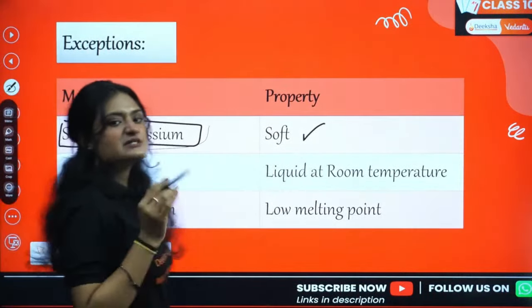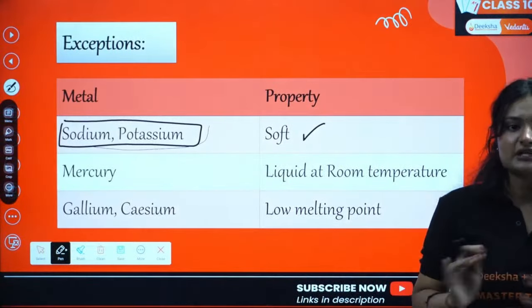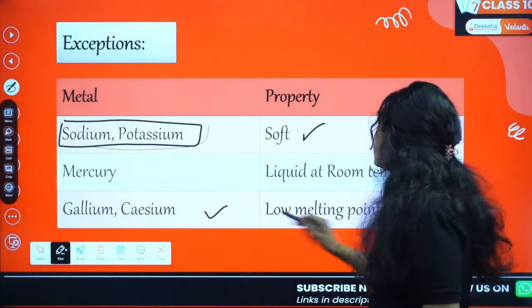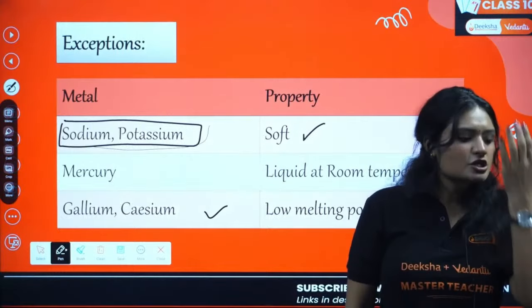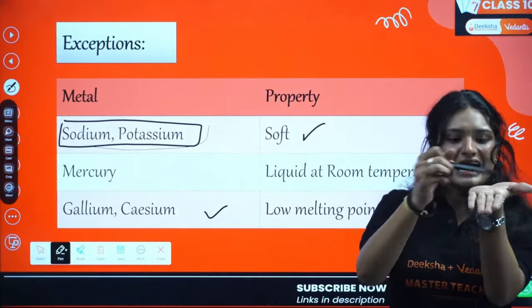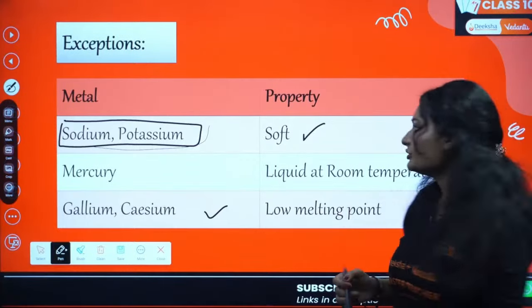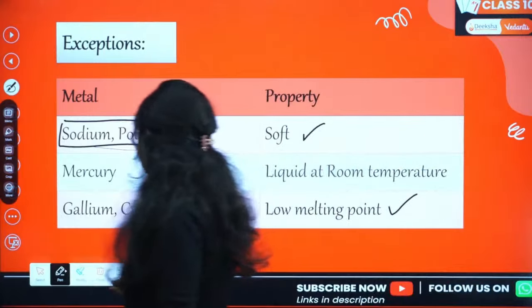Okay. Next one is mercury. Mercury is a metal, but it is liquid at room temperature. It is not hard, my dear kids. Okay. Next one is gallium and cesium. Gallium and cesium have really low melting and boiling points. So even if you put them on the palm of your hand, they will melt. Okay, so these are the exceptions. Moving on, my dear kids.